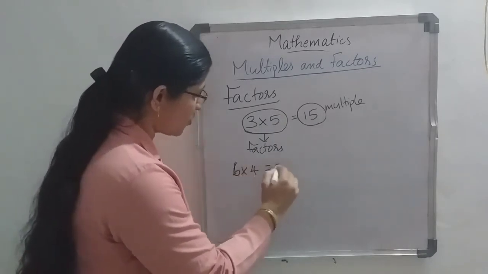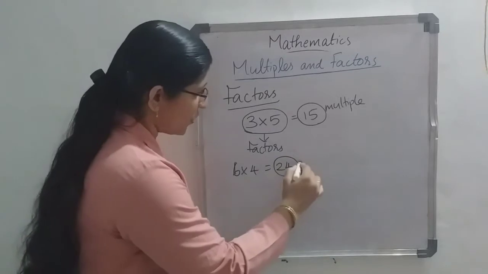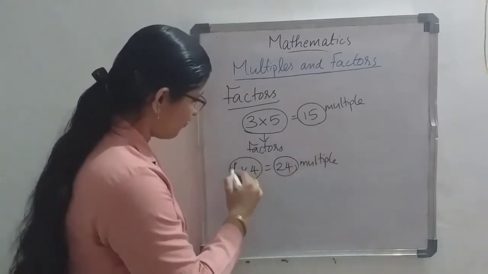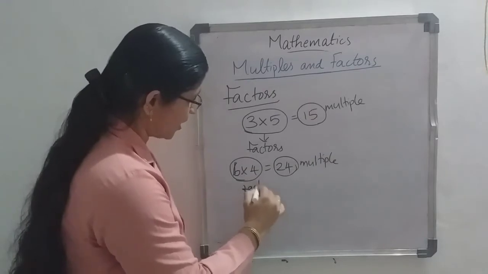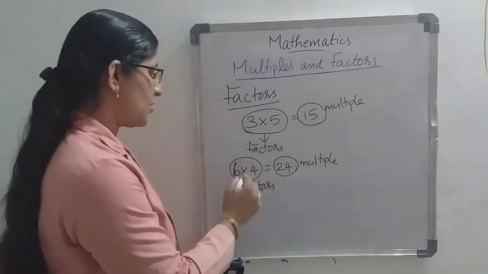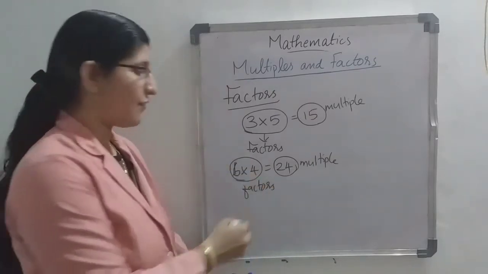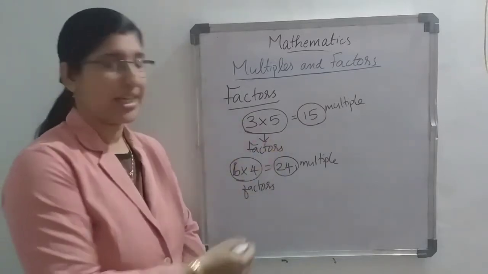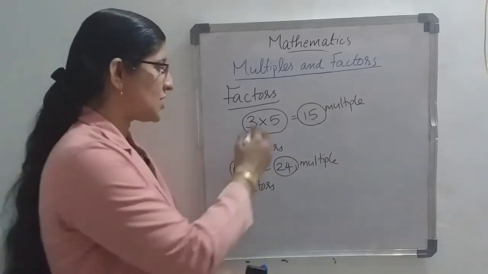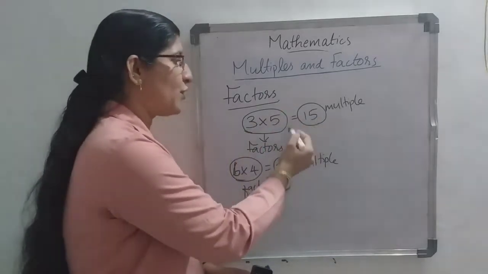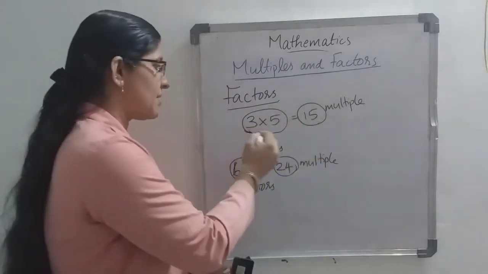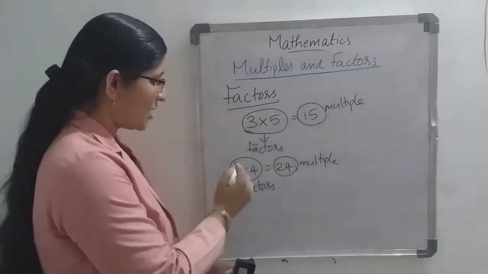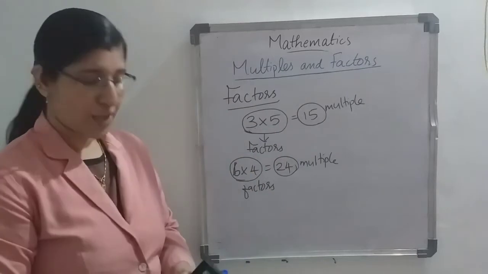6 into 4 is 24. Here 24 is the multiple, and 6 and 4 are the factors. So we can say that 6 and 4 are the factors of 24. The numbers which are being multiplied to get that answer are called factors. The numbers being multiplied to get the answer 15, 3 and 5, are the factors of 15. Here 6 and 4 are the factors of 24.